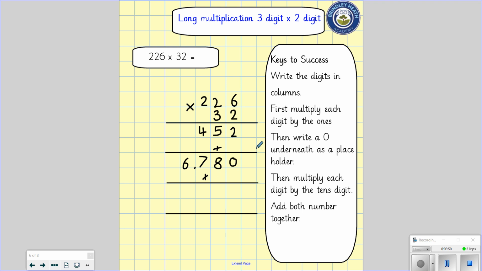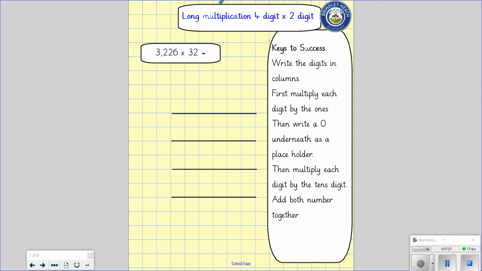Then finally, using my column addition to add those digits together. 2 add 0 is 2, 5 add 8 is 13, 4 add 7 is 11, and the extra 1 makes 12, and then 0 here, 6, and the extra 1 gives me 7, and my comma to separate my thousands. The answer to the calculation is 7,232.